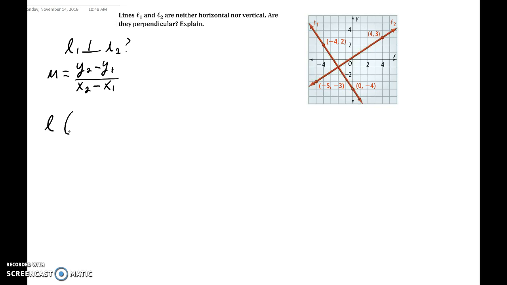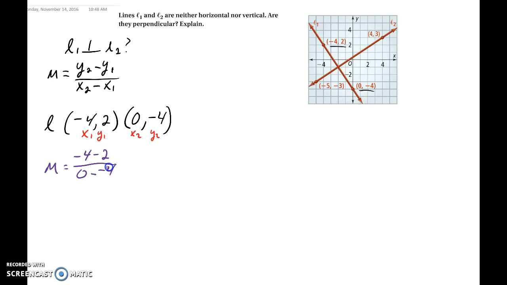So we need two points. Line 1 has the points (-4, 2) and (0, -4). We need to denote one of these as x1, y1, and the other as x2, y2, and then plug into our formula. So our slope is equal to -4 minus 2 over 0 minus -4. We know that this turns to plus, so our slope for line 1 is -6 over 4, which is then equal to -3 over 2. So that is the slope for line 1.